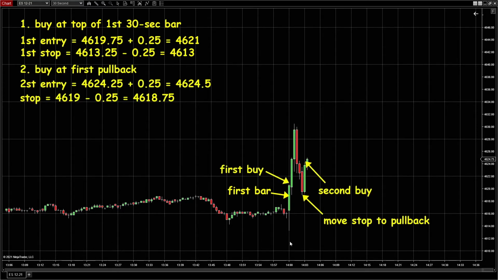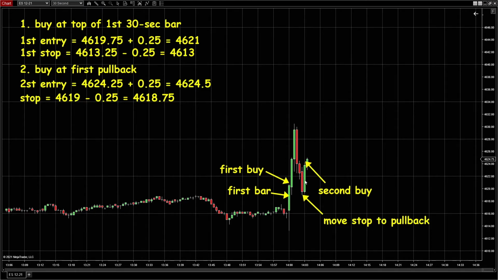As the trend goes on, you can see that here comes the first pullback. The pullback is lower than your entry. So sit tight and don't panic, because your stop is at the low of this bull bar. So you're safe. And then right after that, you can see it forms another bull bar.